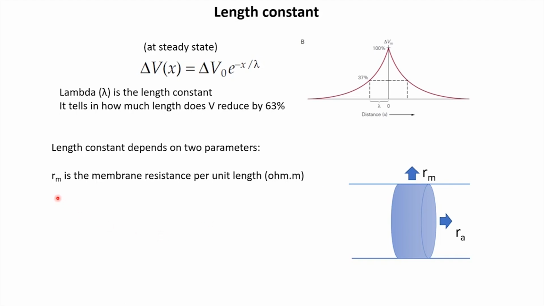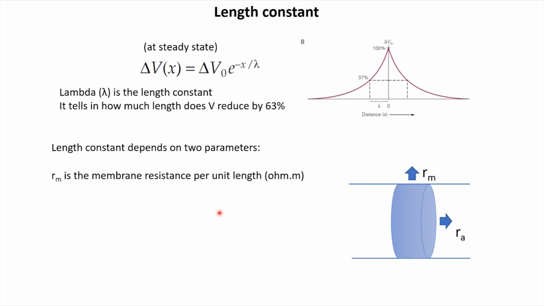Now let's see if we can predict how the lambda will depend on Rm. If we have more Rm, will we have more lambda or less lambda? Pause your video and see if you can predict that before I show the answer.